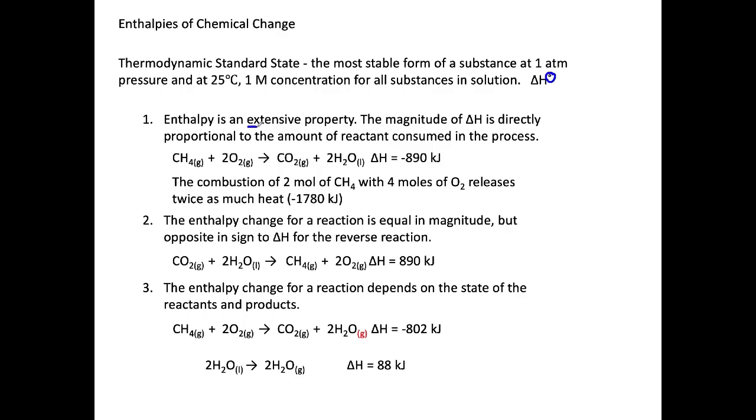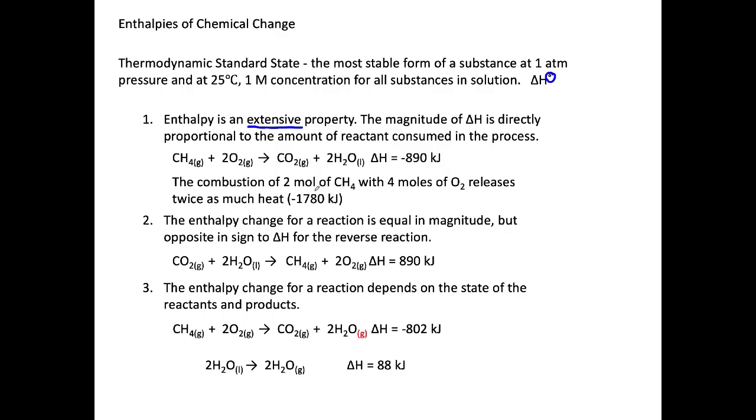Enthalpy is an extensive property, meaning that the magnitude of the enthalpy change is going to be directly proportional to the amount of the reactant consumed in that process. So here we have the combustion of methane. So CH4 plus oxygen goes to form CO2 and water. And in this amount, this is saying that if I have 1 mole of methane and it's combusting, it's going to give me 890 kilojoules of heat given off.